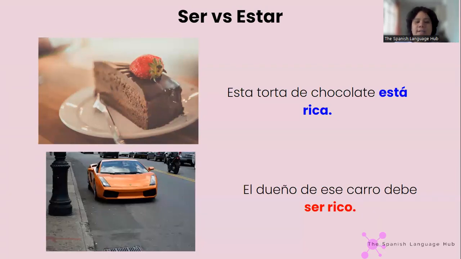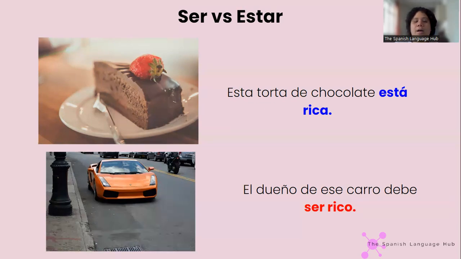Okay, another example is está rica, o ser rica, o ser rico. Esta torta de chocolate está rica. ¿Okay? O el dueño de ese carro debe ser rico. Entonces, aquí, cuando decimos esta torta de chocolate está rica, it means delicious. This chocolate cake is delicious. Okay, so rica now here means delicious.